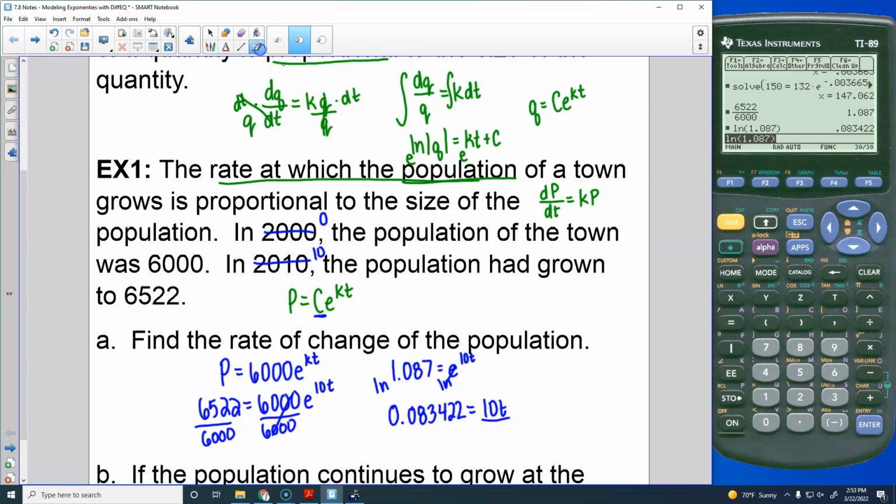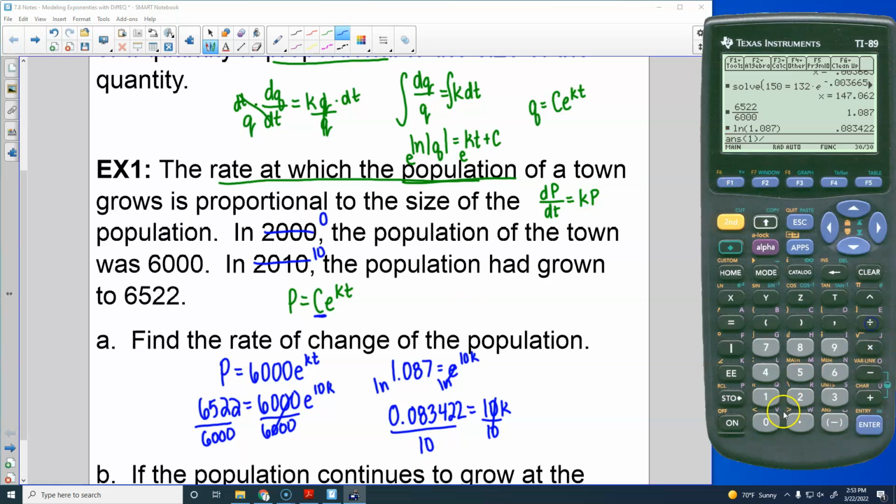Oh, I'm sorry. I should have replaced T instead of K. All my T's right here should be K. Sorry about that. Yeah, let's change all those to K's there. My time is 10, so I should have a K right here. Oh, we just omitted the 0? No, the 0 is the P equals 6,000.